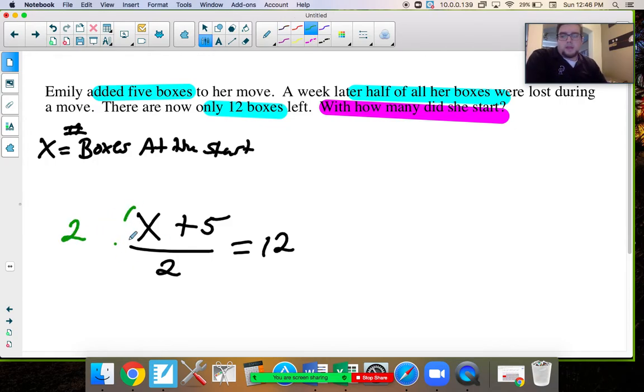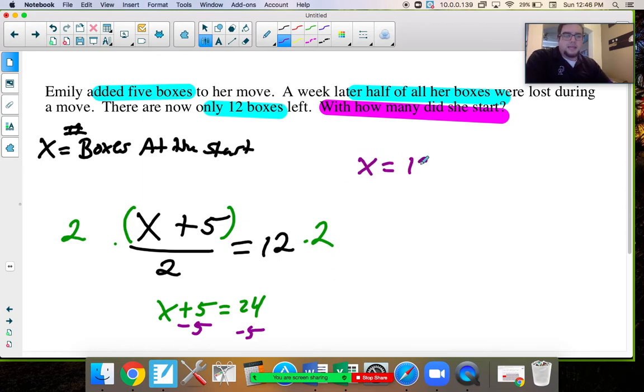We multiply by that 2 because we can't do anything with the top just yet. Get x plus 5 equals 24. We subtract 5 from both sides, and we get x equals 19. So she started with 19 boxes at the beginning of her move.